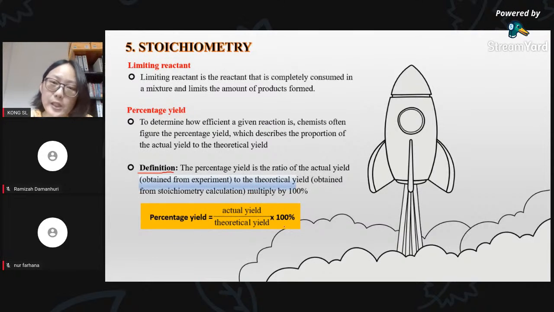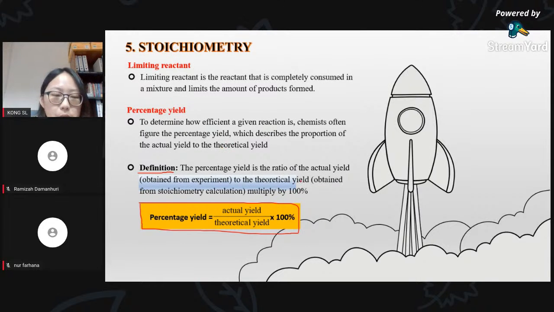If kita tak tahu apa soalan akan tanya, mungkin mana tahu dia memang tanya definition, kita tak tahu pun. Okay. Jangan bagi formula. Okay. Bagi dalam ayat, definition must in wording, okay, you can wording plus formula, no problem. But don't only formula. Okay. Actual yield over theoretical yield. Actual yield is from the experiment. Theoretical yield is from calculation. Stoichiometry calculation.